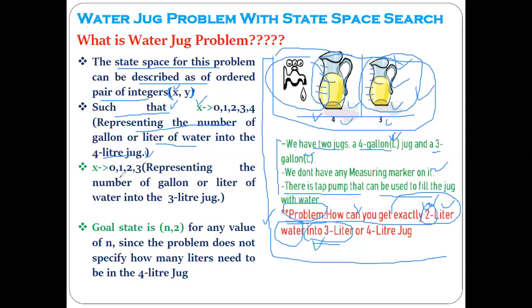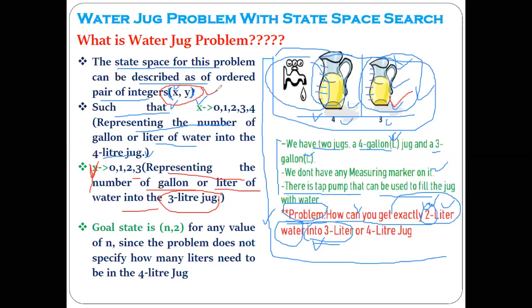Yes, sir. And Y, okay, here by mistake we should have the Y here. Okay, Y. Understand this. Here, Y indicates up to the 3 liter, representing the number of gallons or liters of water in the 3 liter jug. So Y represents which jug? The second jug, which has a capacity of how much? 3 liter.